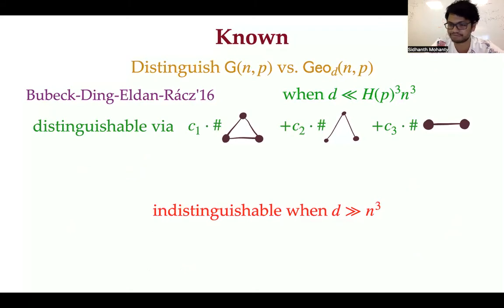These subgraph counts are some linear combination of the number of triangles, the number of wedges, and the number of edges in the graph. And they also prove that these two graph models are indistinguishable when the dimension is a lot larger than n cubed. Now, if p is a constant, say half, then the result is actually tight because the entropy function of p is a constant. But you see there is a gap that takes place when p is decreasing. So in particular for sparse graphs, the picture that they draw has a pretty big gap.